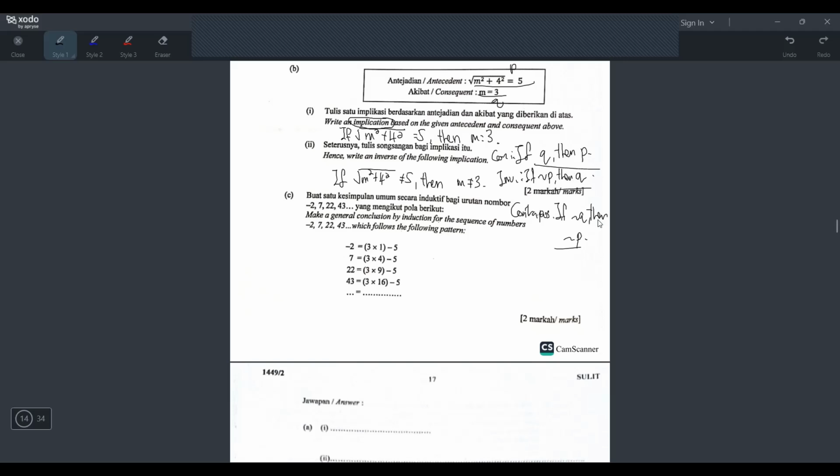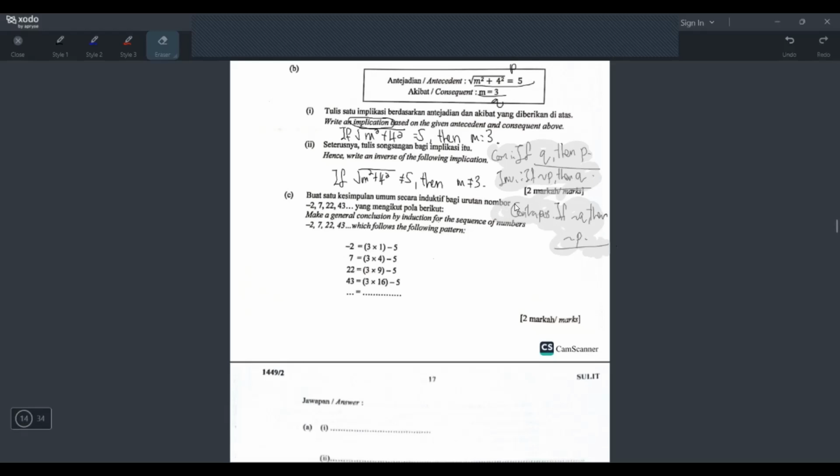Okay, yang ni semua kena tahu lah. And what is converse in Bahasa Melayu? Akas. Inverse in Bahasa Melayu is songsang. Contrapositive in Bahasa Melayu is also contrapositive. Okay, so yang ni semua kena tahu lah. But this one, I think I will erase it lah, because this is not the working. This is just some notes for you.